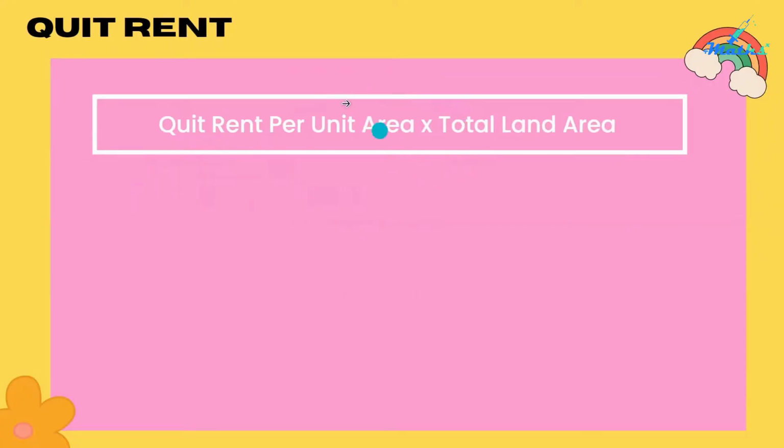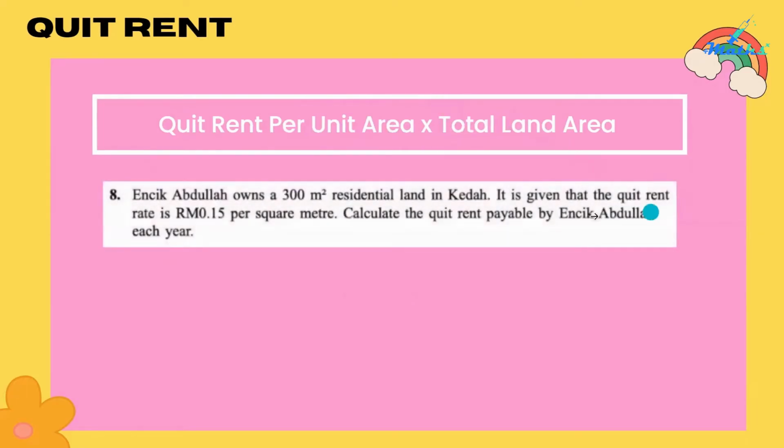So the formula of quit rent is quit rent per unit area times the total land area. So here is the example question. Jack Abdullah owns 300 square meters of residential land in Kedah. It is given that the quit rent rate is 15 cents per square meter. Calculate the quit rent payable by Jack Abdullah each year.